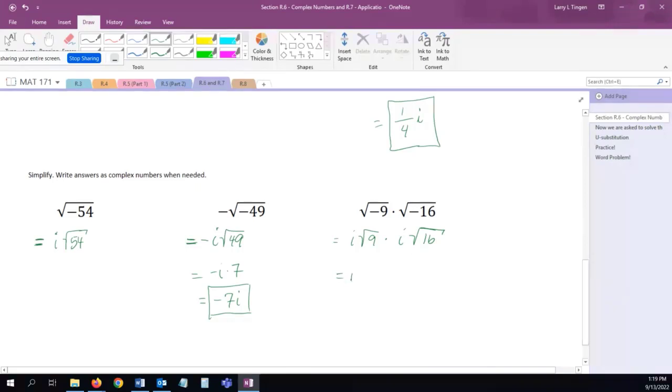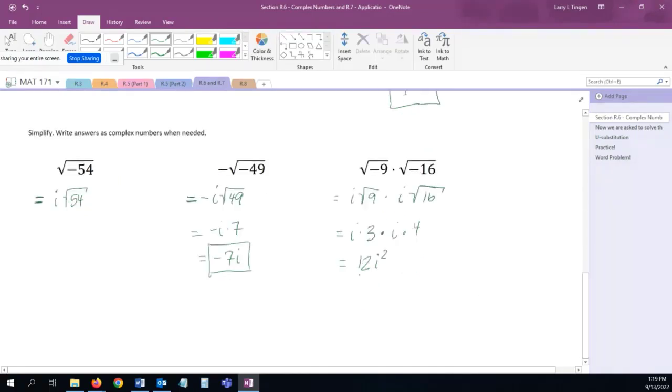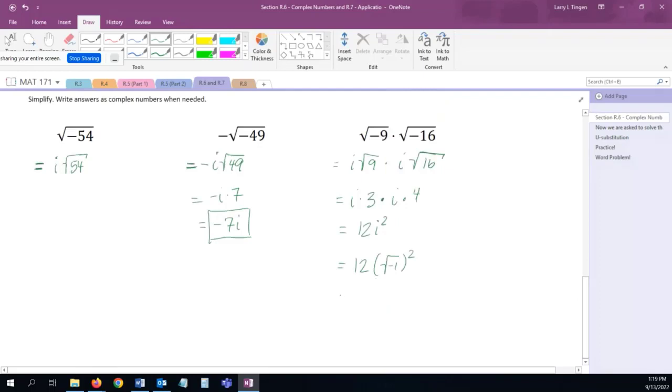Okay. Next, same game. i times square root of 9 is 3, times i times square root of 16 is 4. 4 times 3 is 12. i times i is i squared. Feels like we're done, but we're not quite done. x squared is fine, i squared is not, because remember, i is the square root of -1. Square root of -1 times the square root of -1 is -1, just like the square root of 2 times the square root of 2 is 2. So that means 12 times -1 leaves me -12.